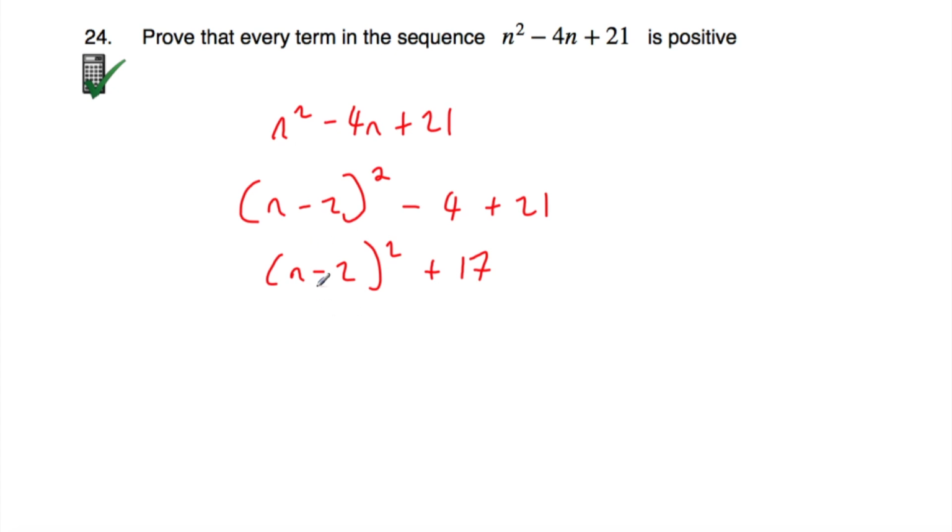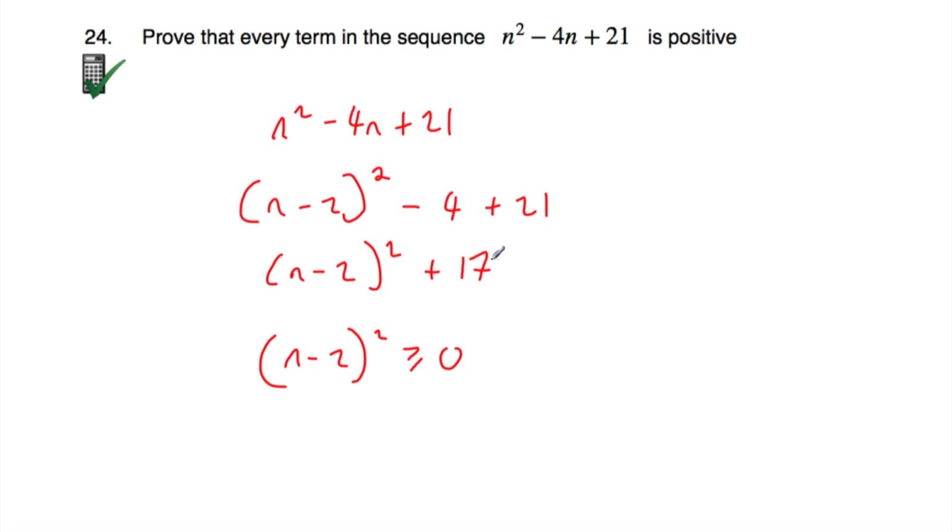So this will always be bigger than or equal to 0. That means that (n minus 2) squared will always be bigger than or equal to 0. And the reason is, if you square a negative, a negative times a negative is positive. If you square a positive, that's positive. And if you square 0, that's going to be equal to 0. So whatever this is, it can only be either 0 or positive. It can never be negative.